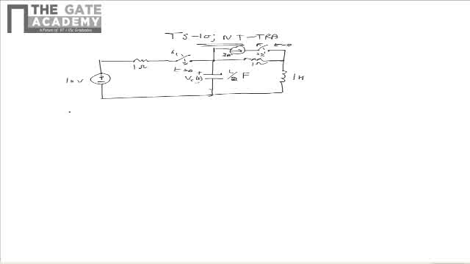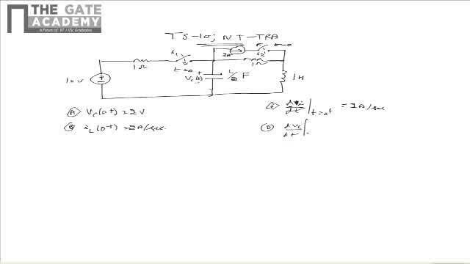So from the given data, there are 4 options given. The options are: Vc of 0 plus is equal to 2 volts; IL of 0 plus is equal to 2 ampere; di by dt at t equal to 0 plus is 2 ampere per second; dVc by dt at t equal to 0 plus is 8 volts per second. If IL of t is the current flowing through the inductor, we need to find the correct option out of this.